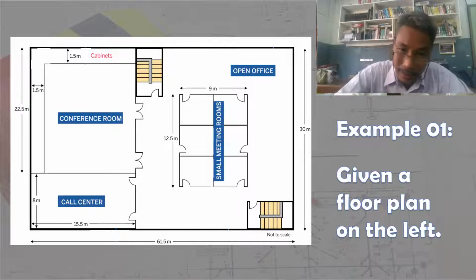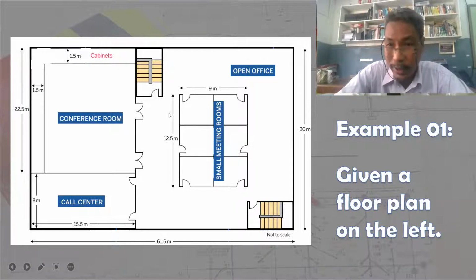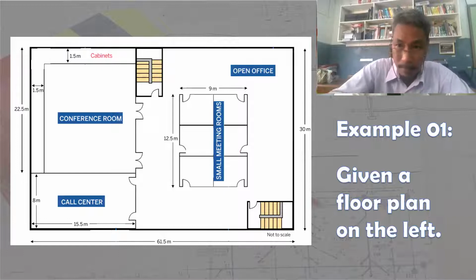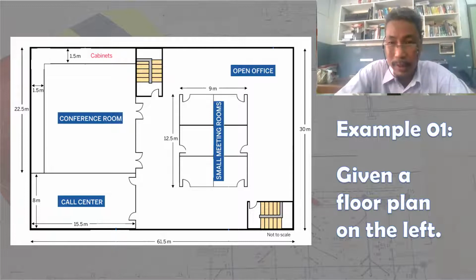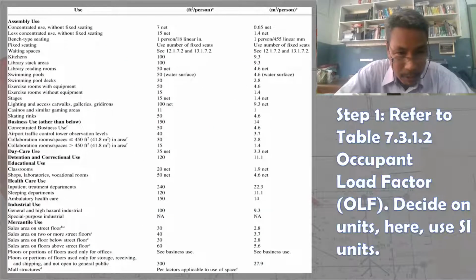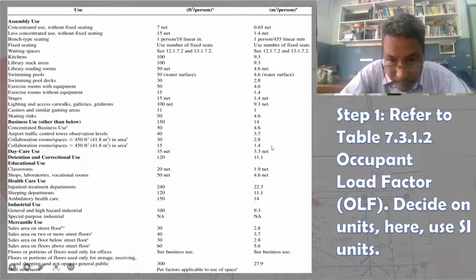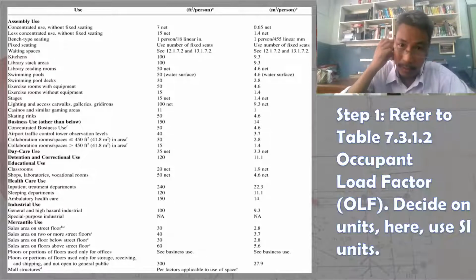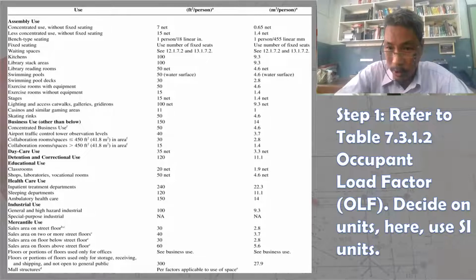However, it is stated here, and as you can observe, there are 6 small meeting rooms. As you can see, there are 6 doors. So 1, 2, 3, 4, 5, 6. So there are 6. So if you divide this space to 6 different small rooms, we can say that it is less than 41.8 square meter per room. So therefore, we will use the part of the table which specifically states collaboration room with less than 41.8 square meters in area, and that is about what, 2.8 square meter per person as the occupant load factor.